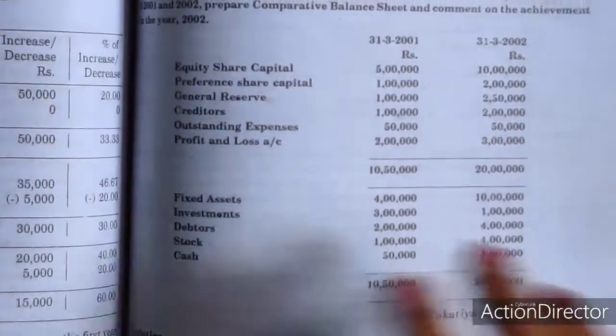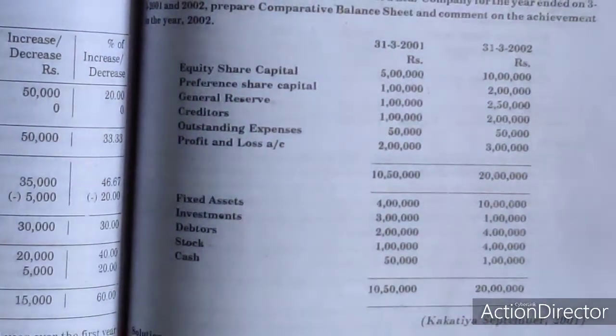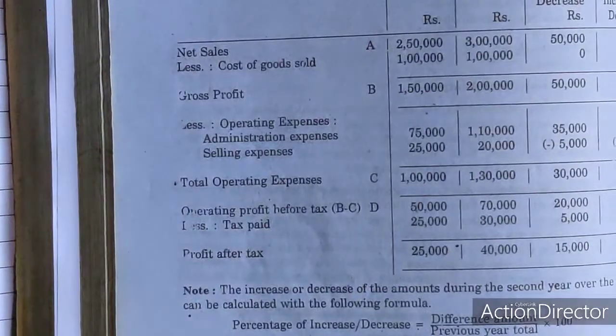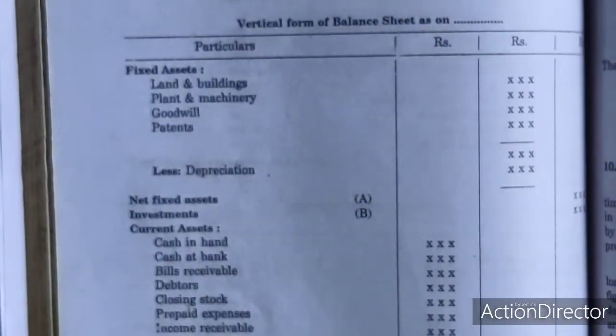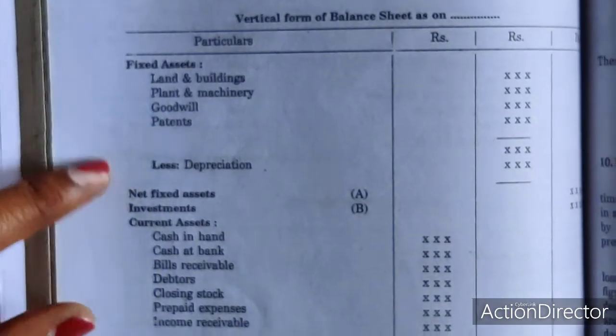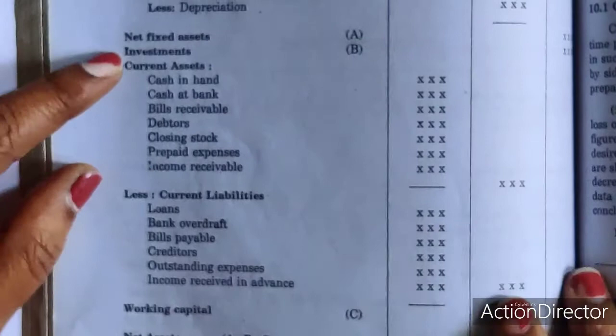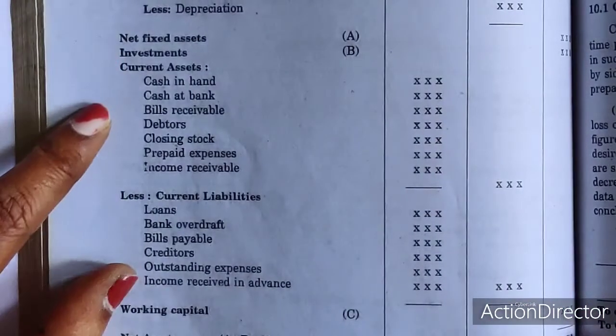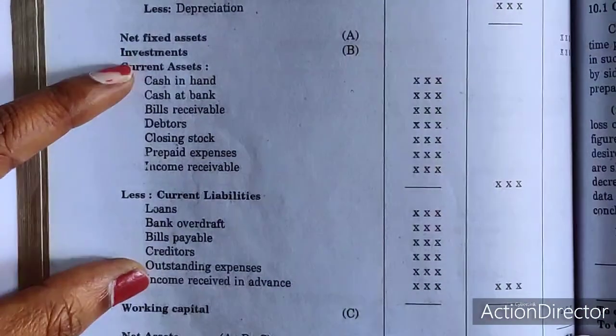So this we have to put into balance sheet form. We have already discussed how the balance sheet looks. First we have to write the fixed assets, then we have to write down the investments, then we need to find out the working capital information.